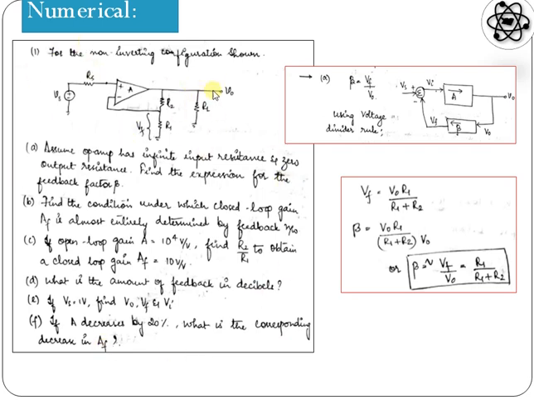If you observe, the circuit that is given is a non-inverting amplifier whose gain AF is equal to 1 plus R2 by R1.